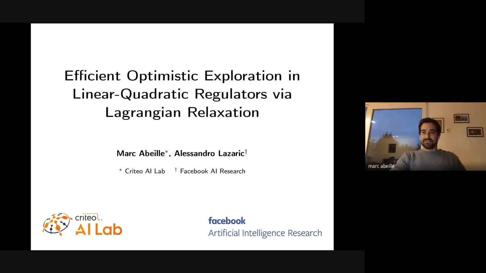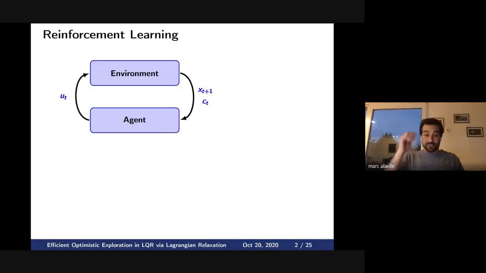So let's start. In this work, we consider the standard reinforcement learning problem, where we have an agent that interacts with an environment to achieve some task. In practice, at each time step, the agent submits a control or an action, u_t, to the environment, for which it receives a cost c_t quantifying the quality of this control given the current state of the system. Then this environment dynamically evolves to a next state, and the process repeats for some time.